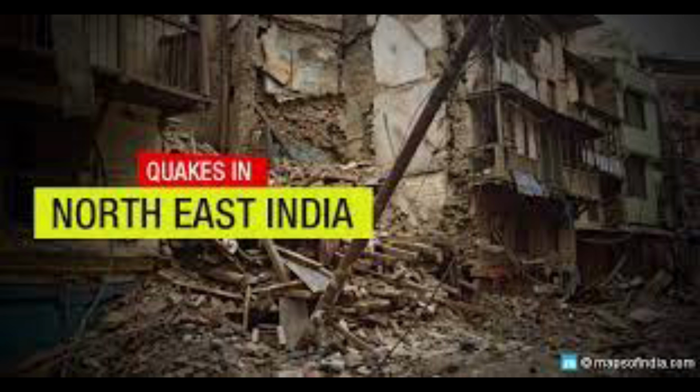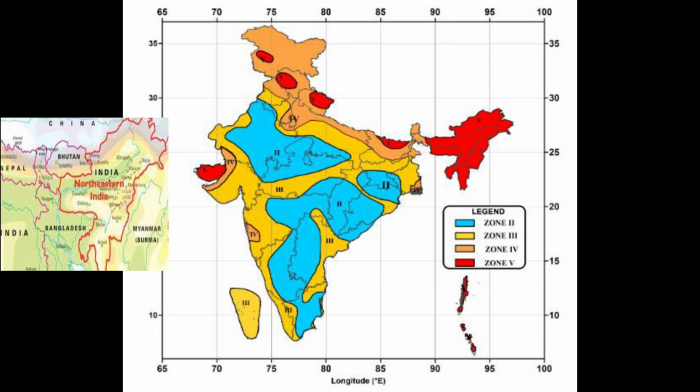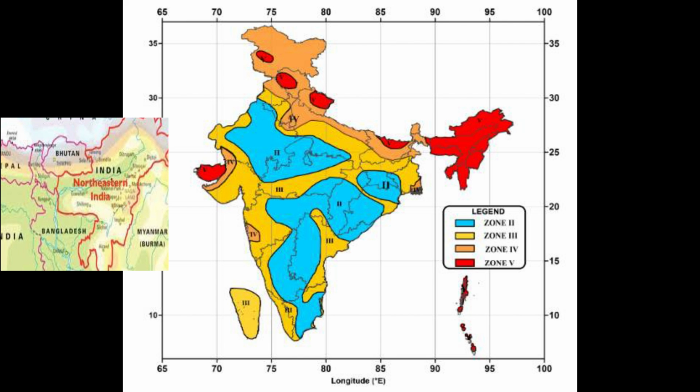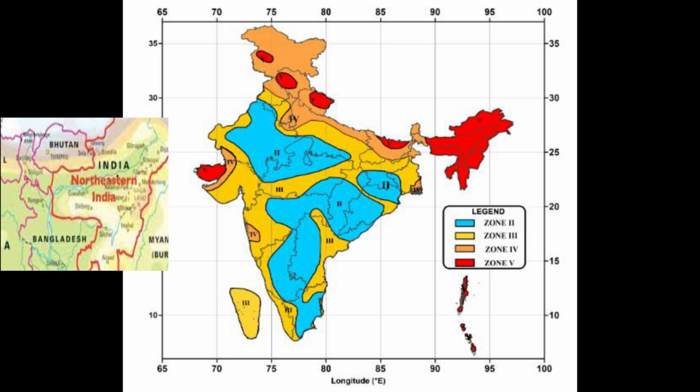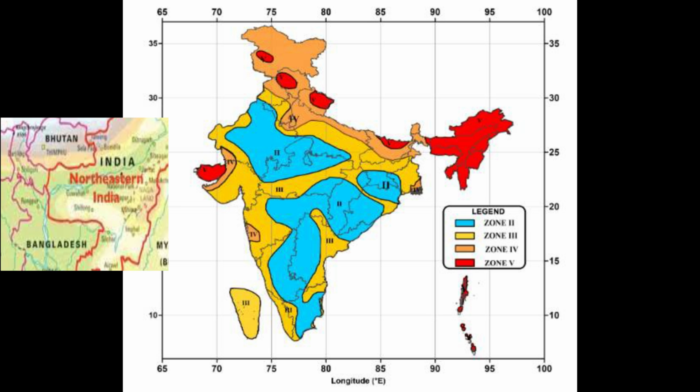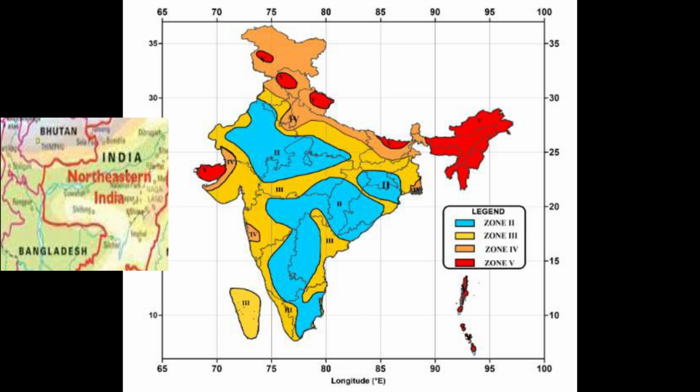5. Northeastern region. This zone covers the northeastern part of India, including the states of Assam, Meghalaya, and Mizoram. The region is located near the intersection of the Indian, Eurasian, and Burmese tectonic plates, which has resulted in several major earthquakes over the years.